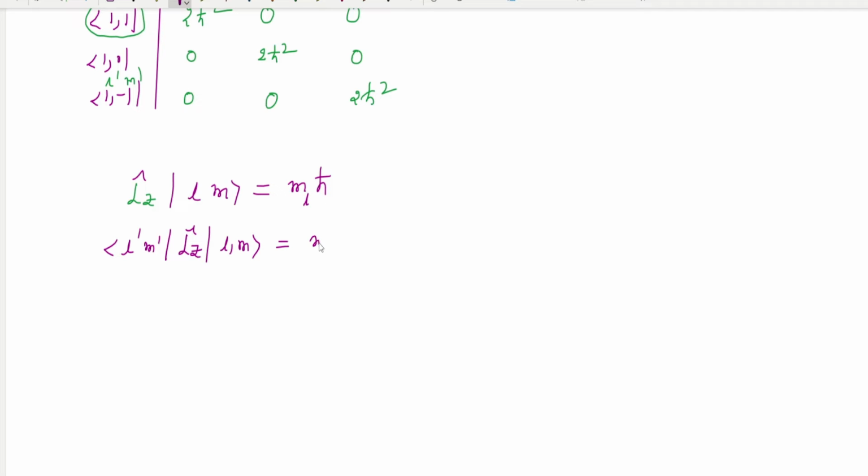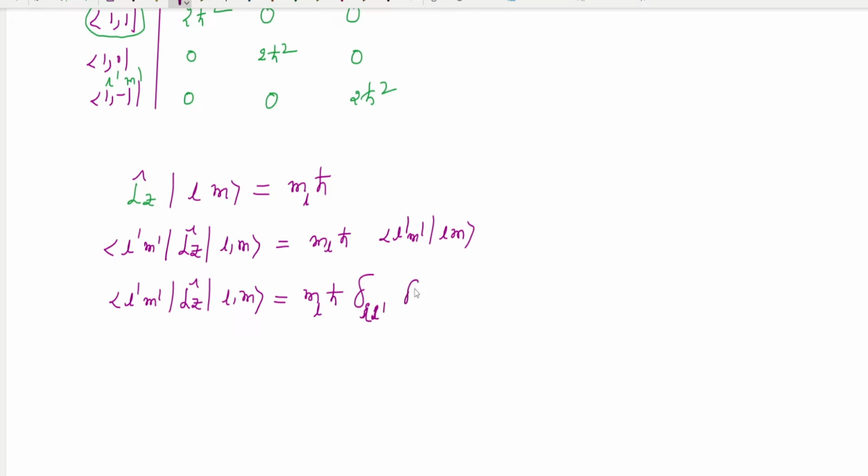Okay, so this is M_L h cross and L prime M prime. This is L and, sorry, L and M. L prime M prime. L Z L prime M. So you need to find this formula first. This is L, this is L prime, delta. This is M, this is M prime. Okay, this is the final formula.